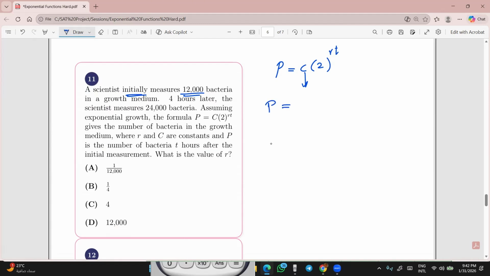So P is equal to 12,000 times 2 to the power of rt. And then it says after 4 hours, which makes t 4, because t here is the number of hours, the result is 24,000. So replace P by 24,000.